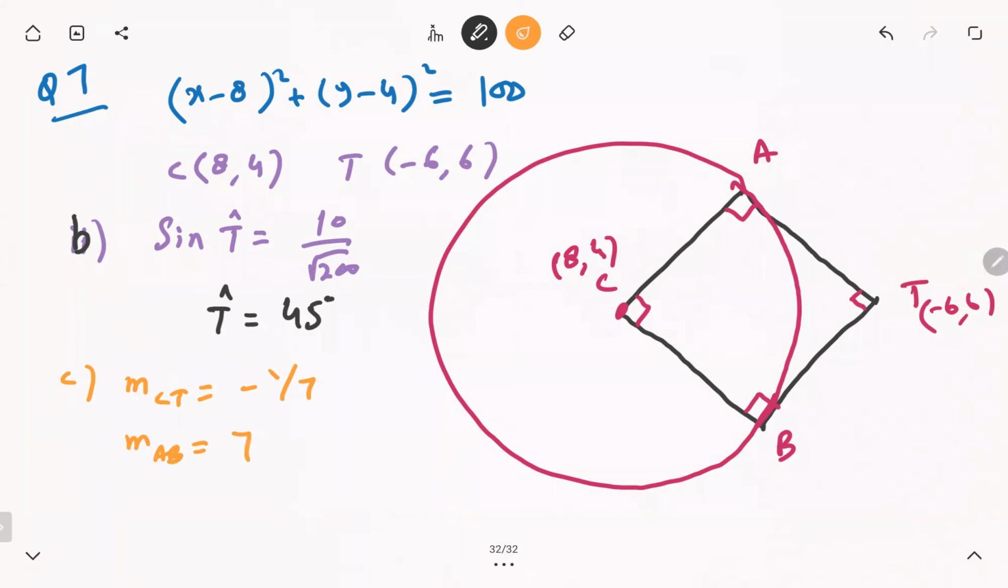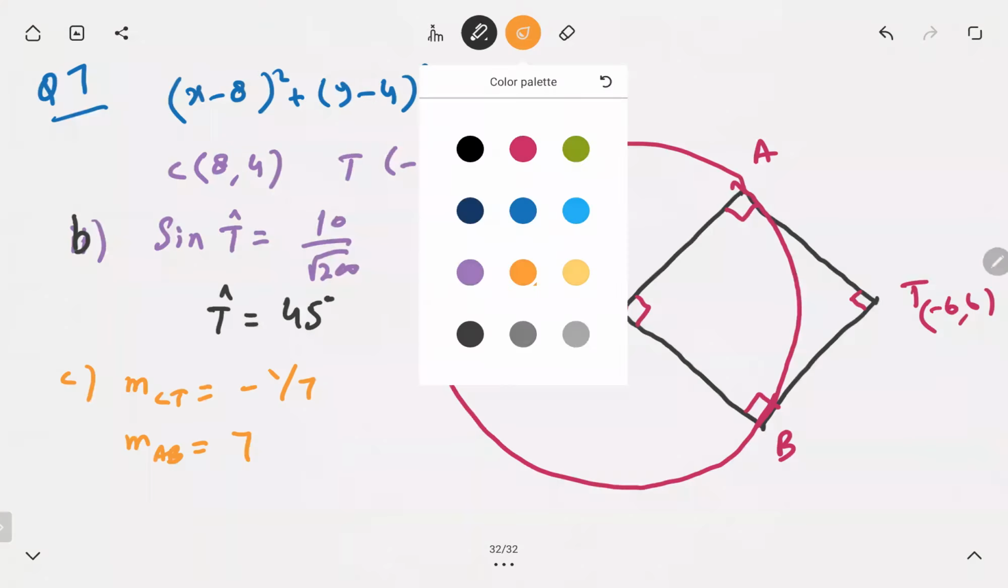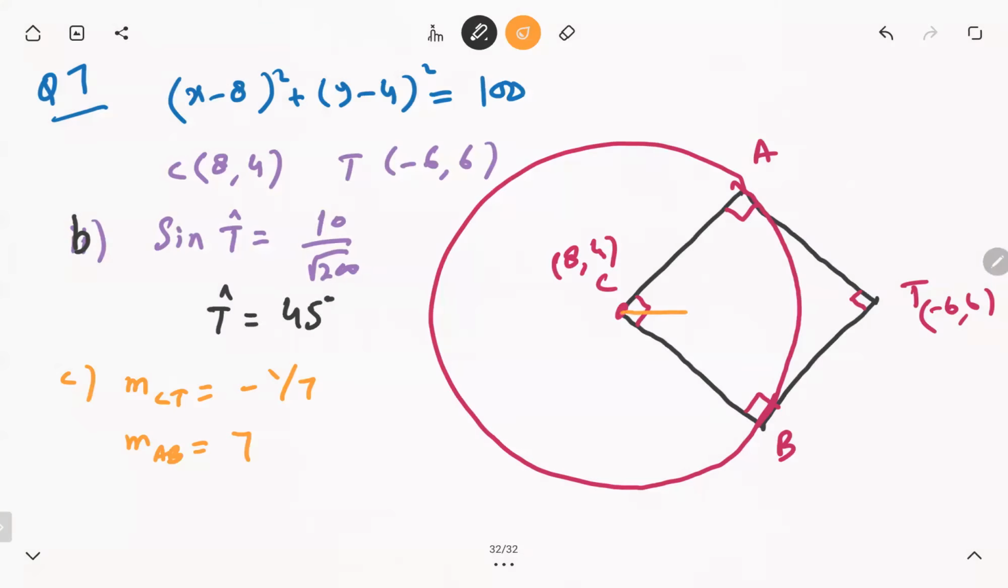But we need one point as well to find the equation. Who will help me in this regard? Where will the point come from? Midpoint. A lot of answers are coming, right? Because if this is a square, the midpoint you find from diagonal CT will be the midpoint of AB as well.